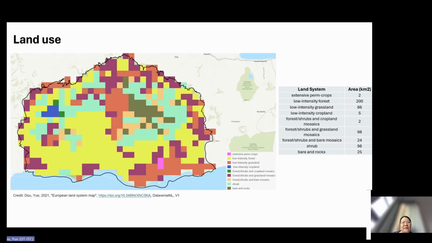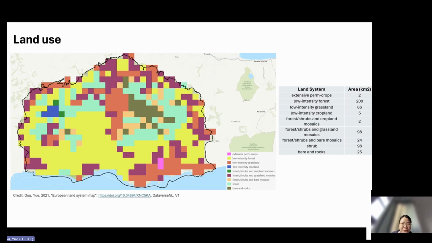So this is the land use, or land system, map rather. It's based on a European land system map that I created in 2021, where we combined land cover, land use, and land intensity. So what you can see, I don't know if you can see my cursor, for example, it has mostly low intensity forest and grassland and some cropland as well. But large parts are also a mosaic of forest and grassland and even crops. But there are also large areas that are bare and rocks, so just without vegetation.